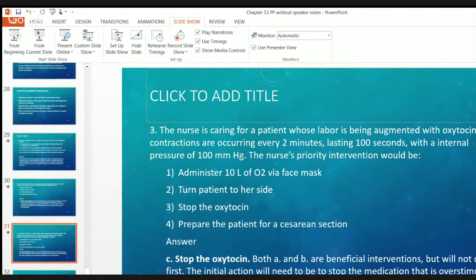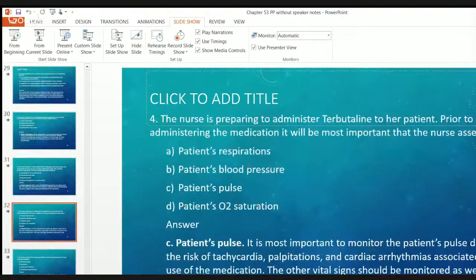And again, this is one where we may do everything in this scenario. But the information given lets you know that her uterus is overstimulated. So what are we going to do? We're going to stop what's causing that overstimulation first, and that's going to be the oxytocin. We are probably absolutely going to turn her on her side, absolutely give her some oxygen. And if for some reason we can't stop this, she may end up with a cesarean section. But the key word here was priority intervention. So let's stop the medication that is causing the problems.